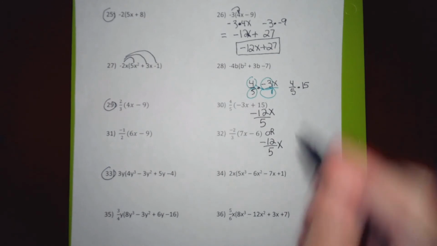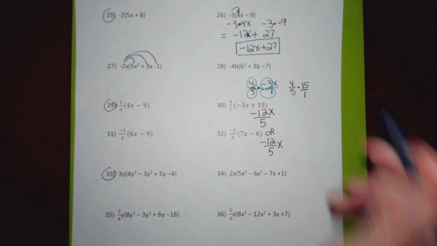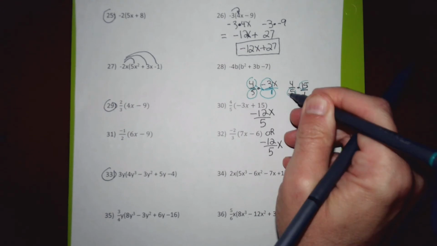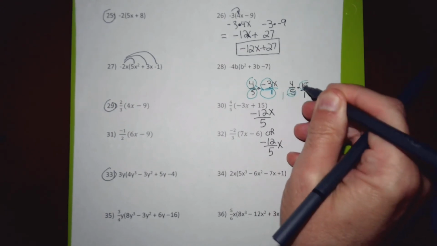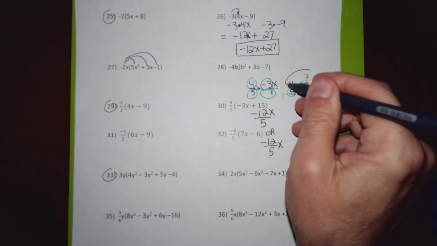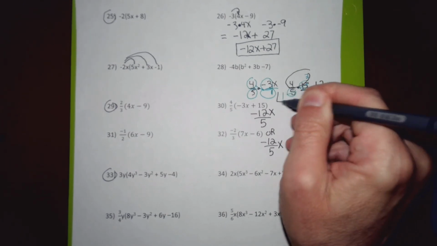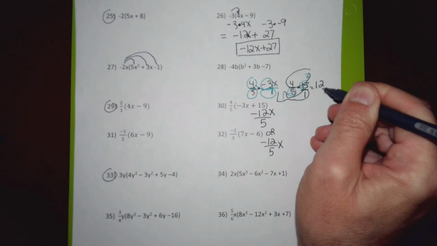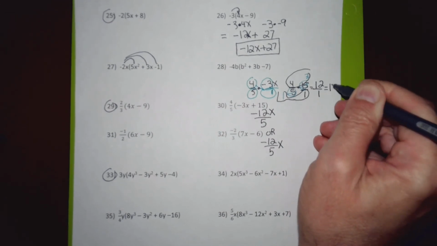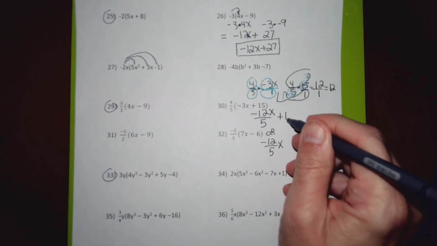Next multiplication that I need to worry about, 4/5 times 15. I'm going to write the 15 as a fraction by putting it over 1. And then I'm going to cross cancel the 5 and the 15. I'm going to go 5 divided by 5 is 1. 15 divided by 5 is 3. I'm going to multiply 4 times 3 and get 12. And I'm going to multiply 1 times 1 and get 1. So that second multiplication is going to be 12 over 1. And 12 over 1 is just equal to 12. It's positive, so when I put it in my answer, I'm going to put a plus 12.